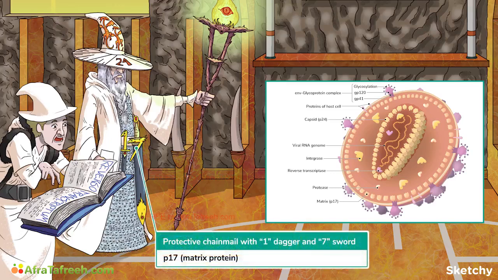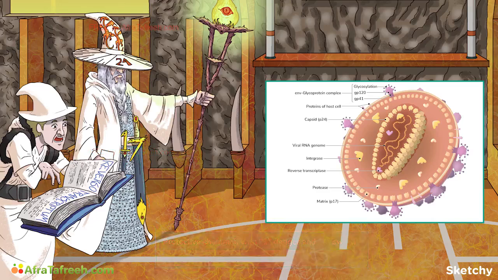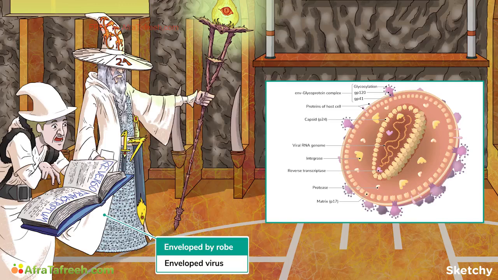Next comes an interwoven matrix that connects the core to the envelope. Here, you'll find the P17 matrix protein. Our wizard has come prepared for battle, protected by a chainmail undercoat and a dagger and sword combo that form the number 17. Remember, the chainmail undercoat is to remind you that the P17 matrix proteins are found beneath the viral envelope. Directly overlying the P17 protein shell is the envelope.